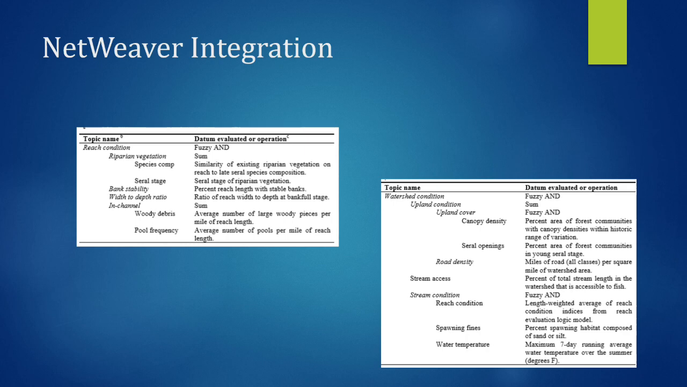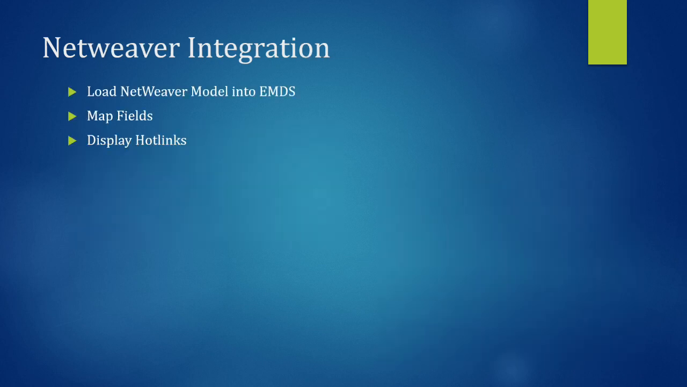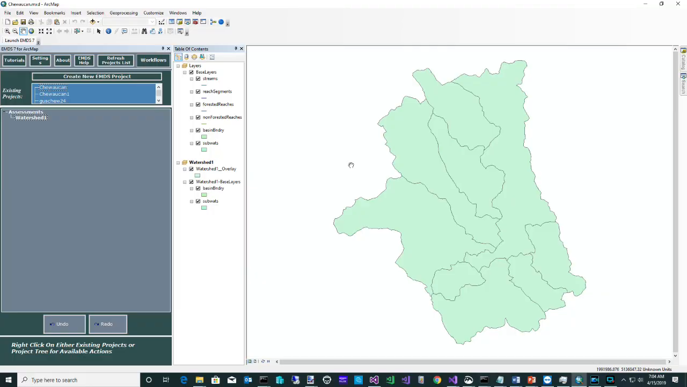So what we need to do is for this knowledge base, we will need to link it back to the spatial overlay layer we just created. So now back in ArcMap, we will right click on Watershed 1 and select Add New Analysis.